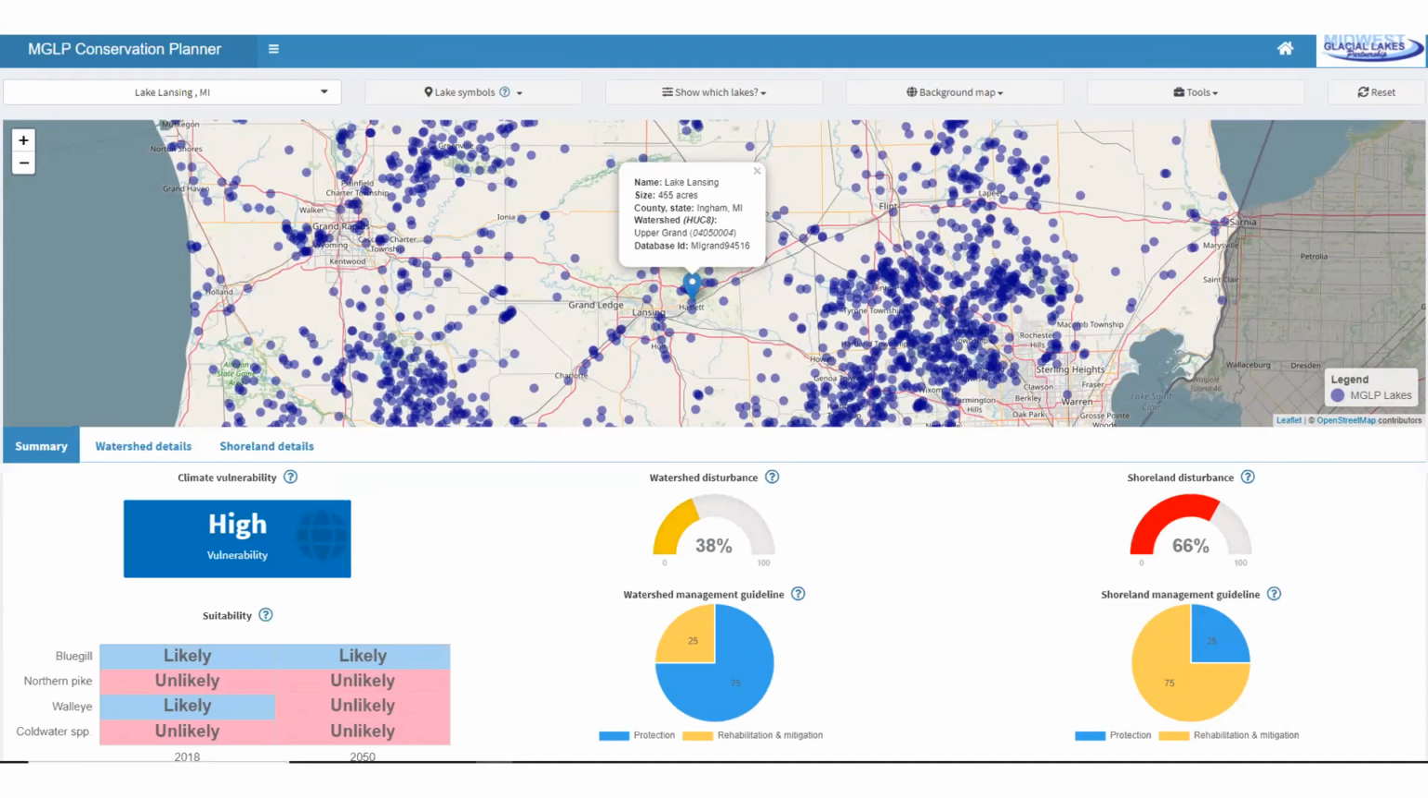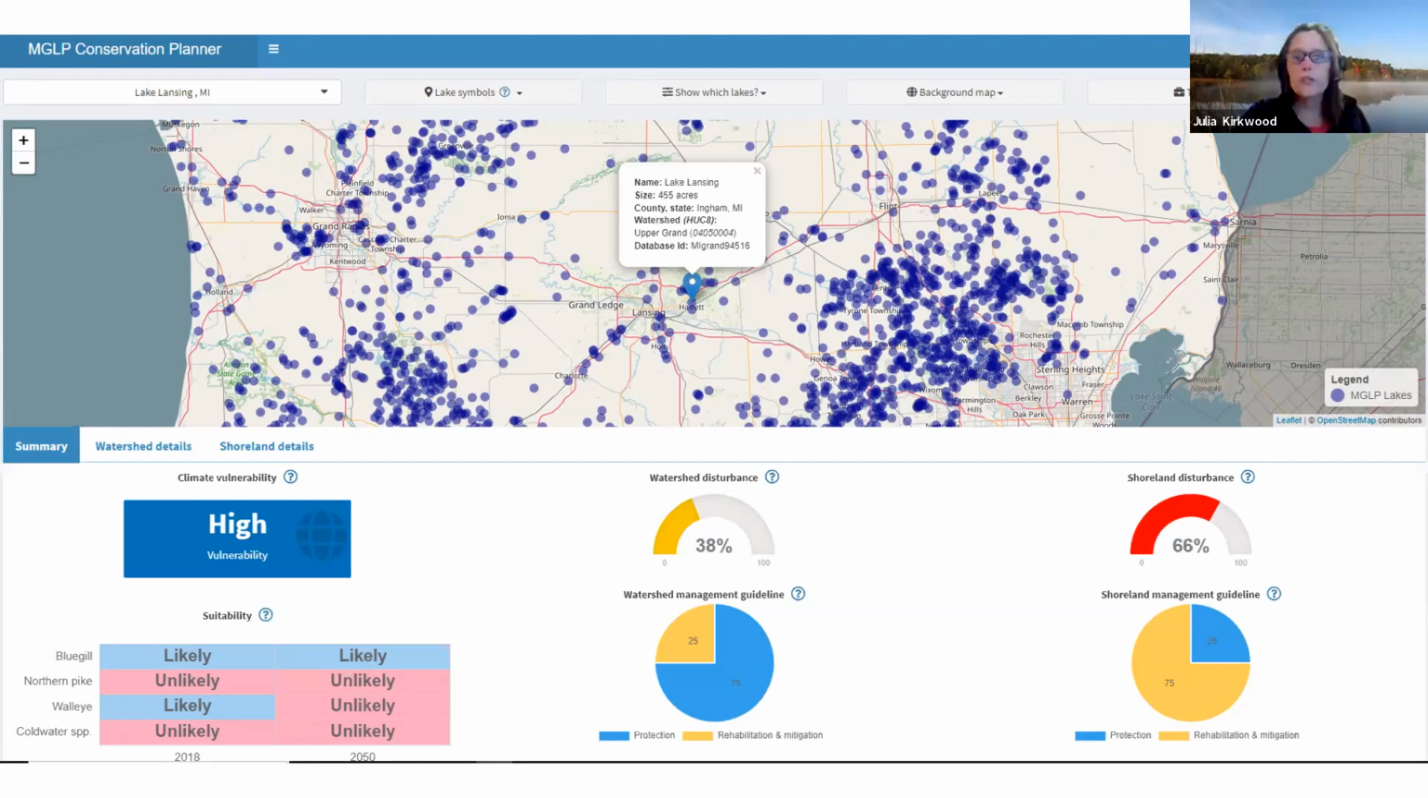So just a little bit of background for me. I work with the Department of Environment, Great Lakes and Energy, and I'm with the Water Resources Division. In particular, I'm in the non-point source pollution program. And our program works on a watershed basis.